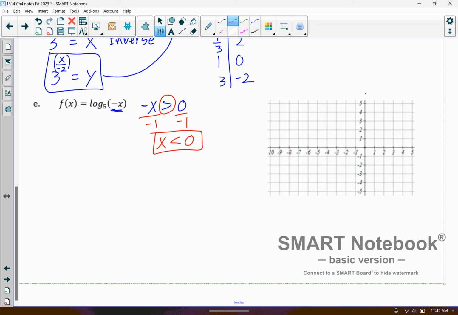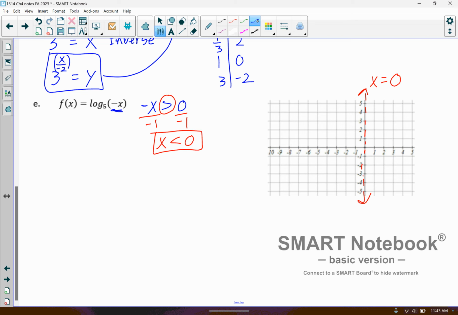Now, my vertical asymptote's still at x equals 0, right? It's still at x equals 0, but you notice my domain is values less than 0, so my graph is actually going to be over here. And so technically that negative in front there is creating a reflection of the graph. So the graph should reflect somewhere over in this region.